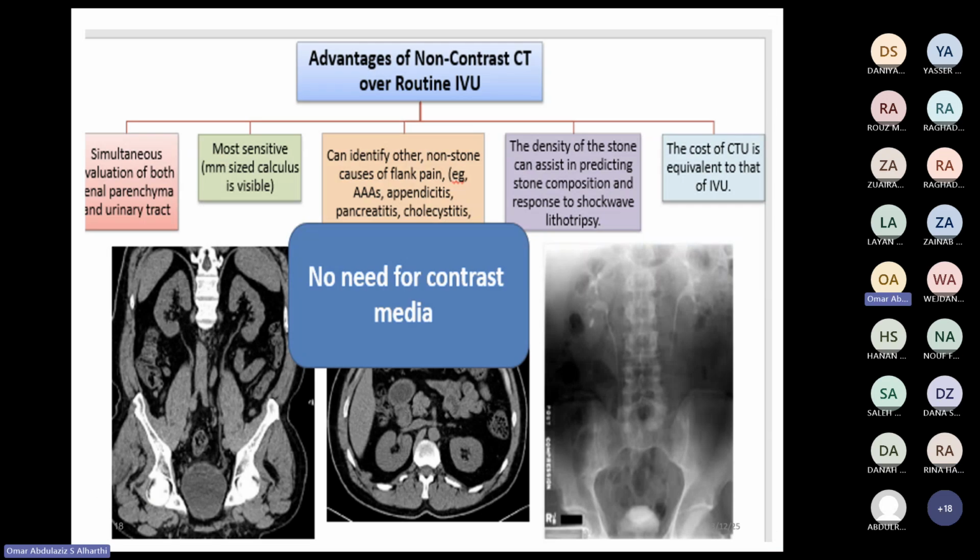Okay, so again, as I mentioned, the CT now has replaced IVP studies because we can see a lot more details. But it comes at the expense of an extra dose of radiation. But other than that, we always do CT, all right?